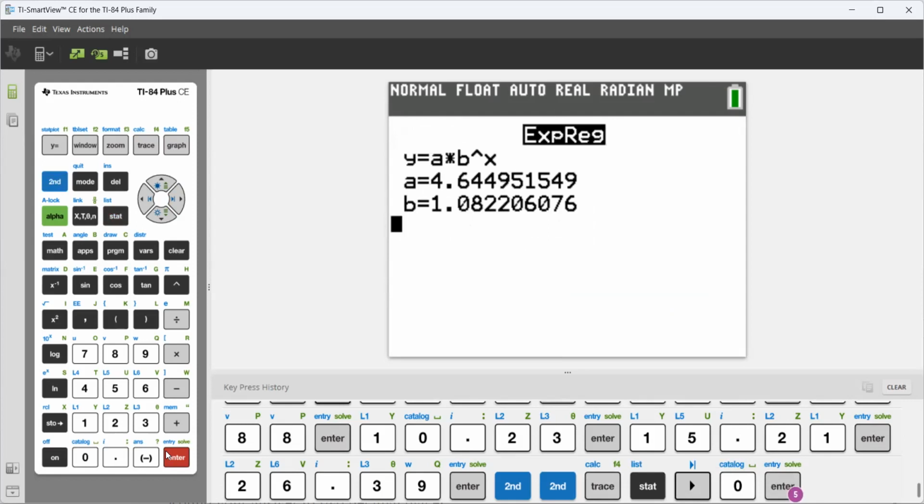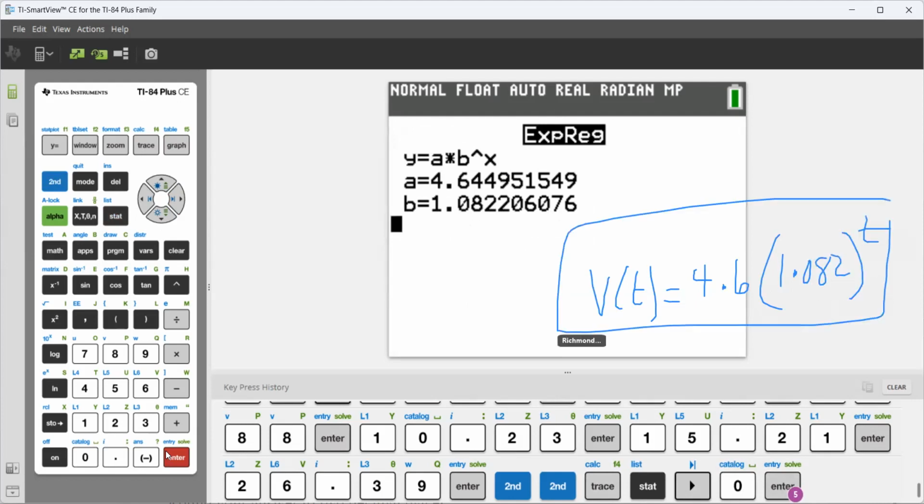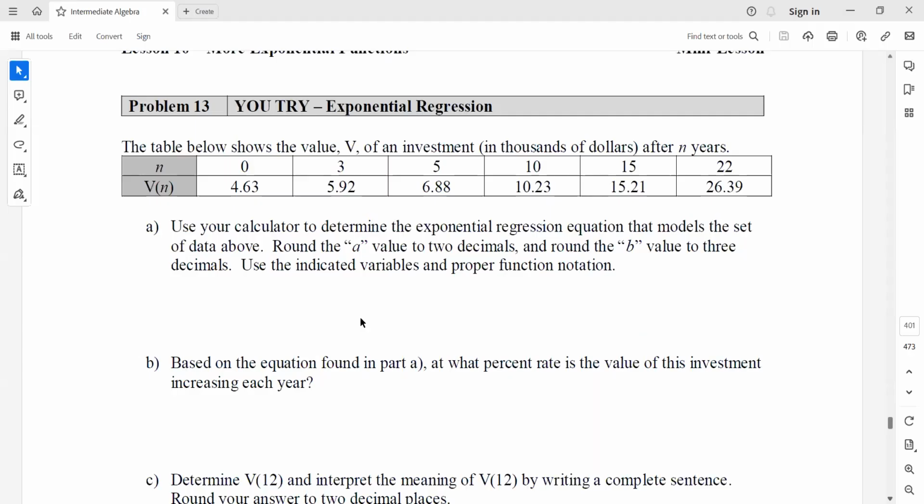So my V of T is going to be, so A, let's say I do one decimal place for A, 4.6, and then B, 3 decimal places. And that's what I have for that. Okay, 4.6. So that's my regression equation. That's what I have for the regression equation.